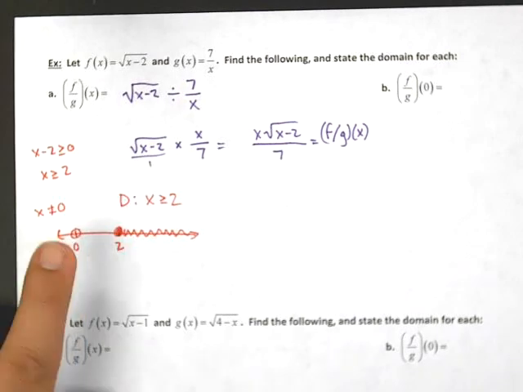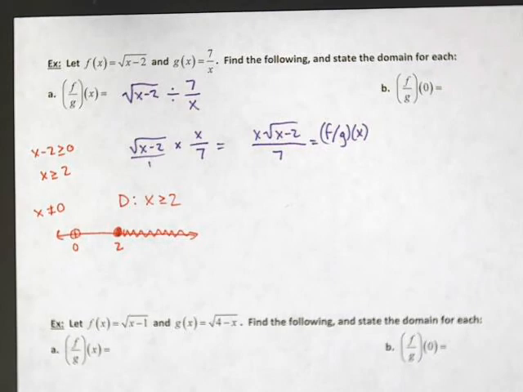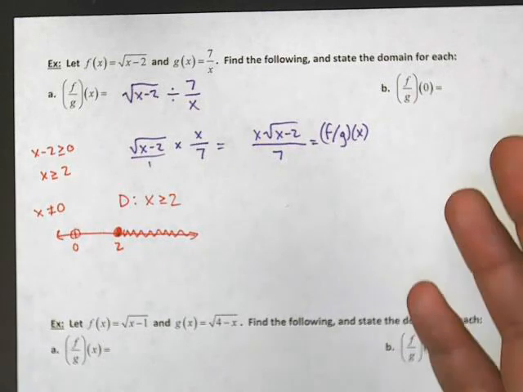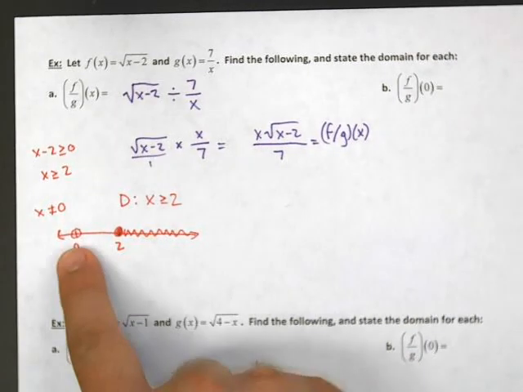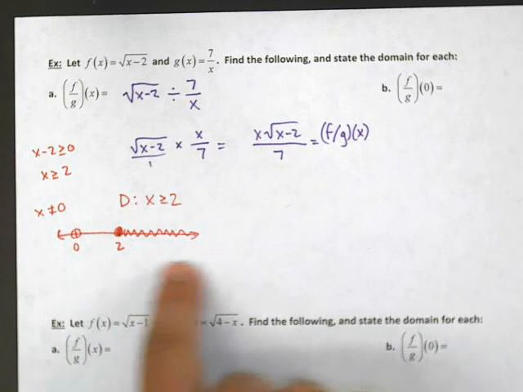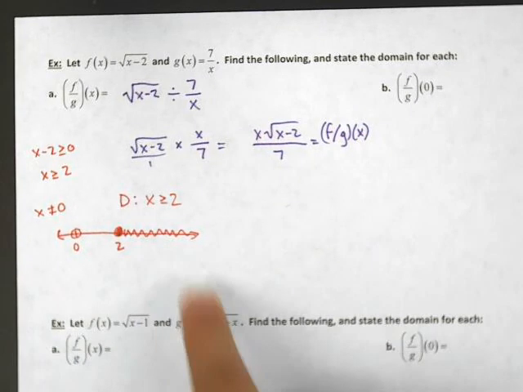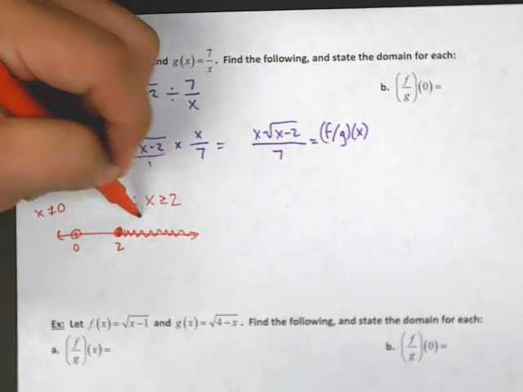Do I need to say that x cannot equal 0? Hopefully you just said no. You do not need that because 0 is already not within the domain of x is greater than or equal to 2. Alright, so you're done right there.